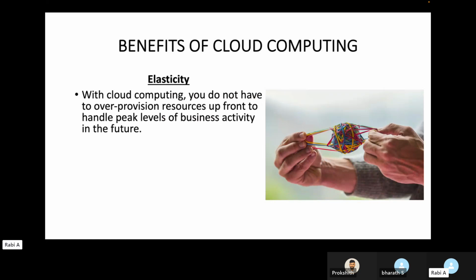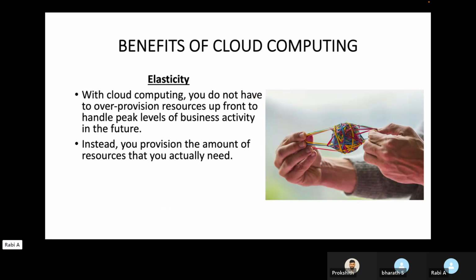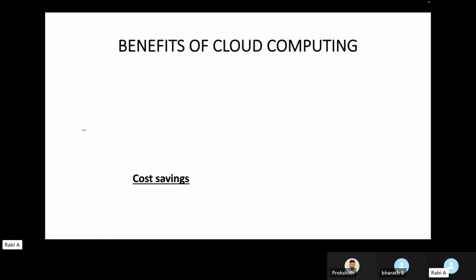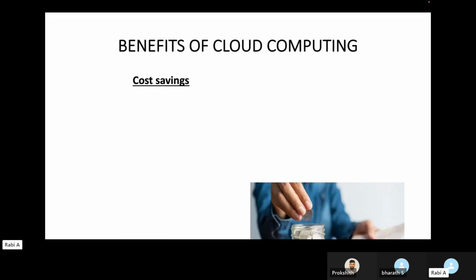Now with your cloud computing, you can only request for the resources that you want right now. Like let's say right now you need only 100 servers. You use only 100 servers, and then after a few months, if you need more servers, you can go ahead and set up more servers you want. So you get that scale up and scale down facility. So instead, you can provision the amount of resources that you actually need. All right. So you can scale these resources up or down to instantly grow and shrink capacity as your business needs change. The next benefit we have is your cost savings, another very important benefit.